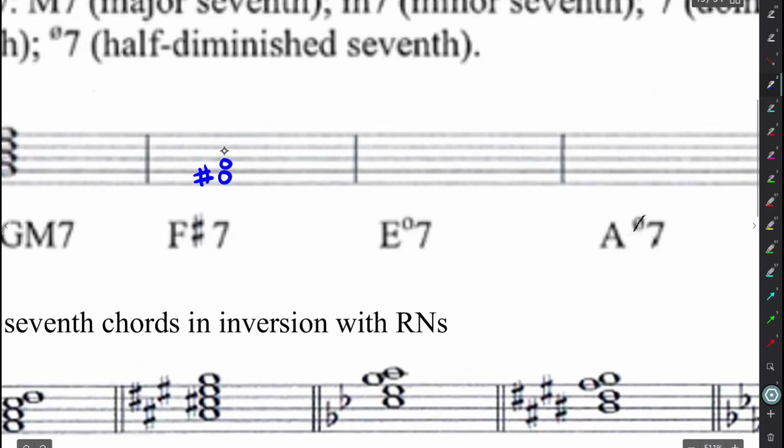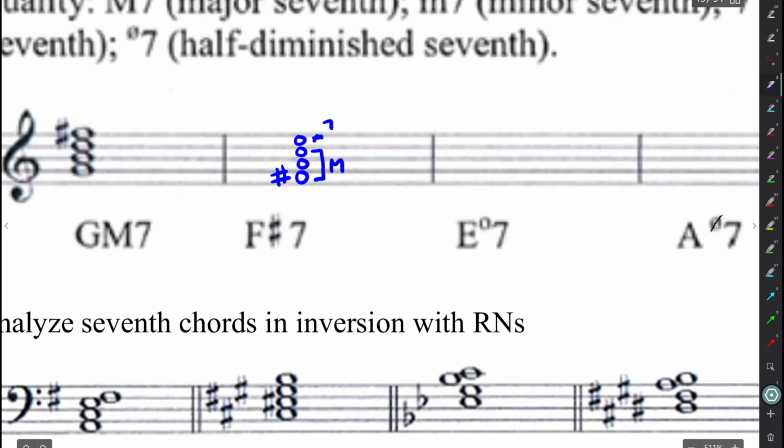I'm going to go ahead and add my other notes for the 7th chord. I'm going to have to make it a major triad with a minor 7th, since it's an F sharp 7. To make this major, this is in treble clef, we're going to have to add an A sharp and a C sharp. That gives us our F sharp 7 chord.